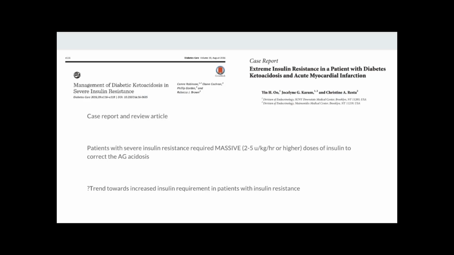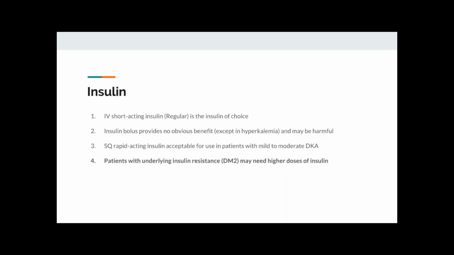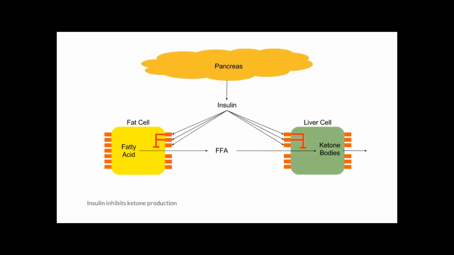So the question for me is, is there a trend towards increased insulin requirements in patients who have insulin resistance, aka type 2 diabetics? Type 1 diabetics don't have insulin resistance, so as long as you give them enough insulin, they're going to stop ketone body production. Type 2 diabetics maybe need more insulin than type 1. So I wonder, in these late-stage type 2 diabetics, should we be giving them higher doses than the type 1 diabetics? I'll talk about that when I say what I do. So that's the point there.